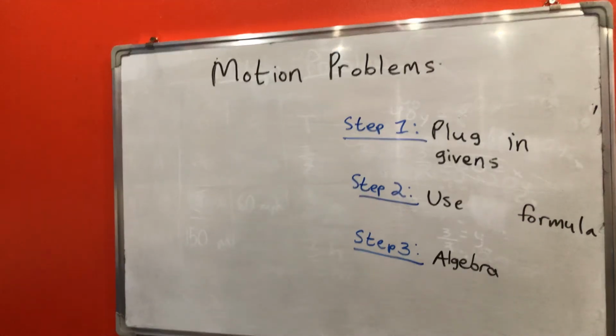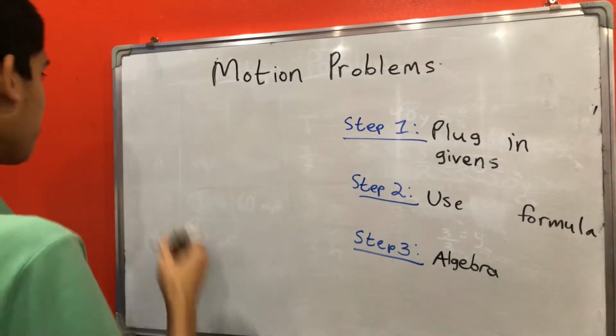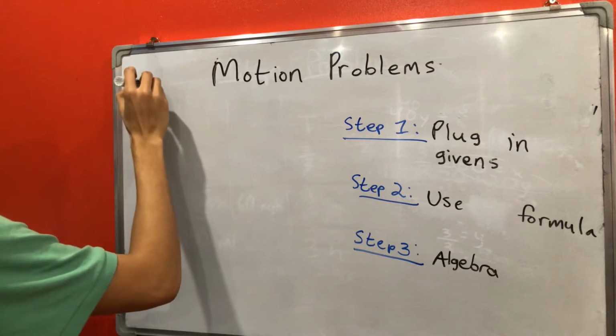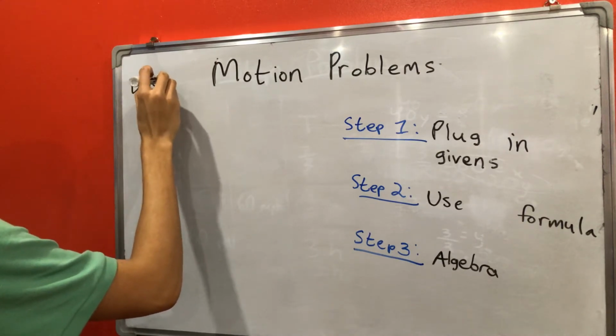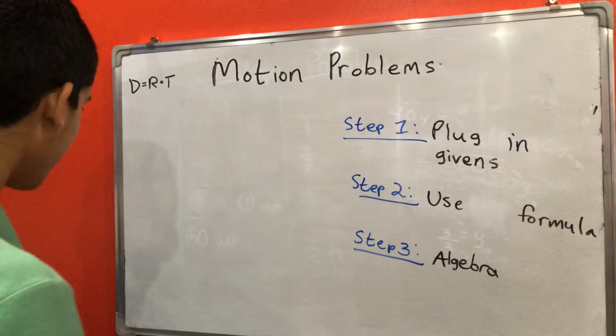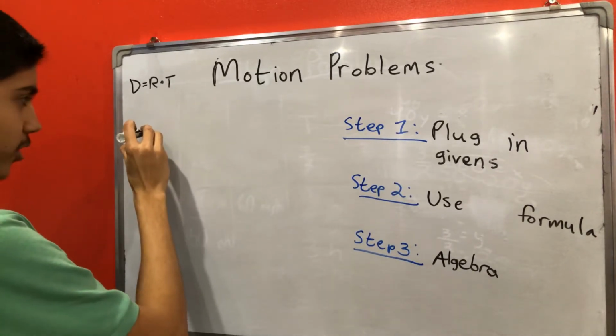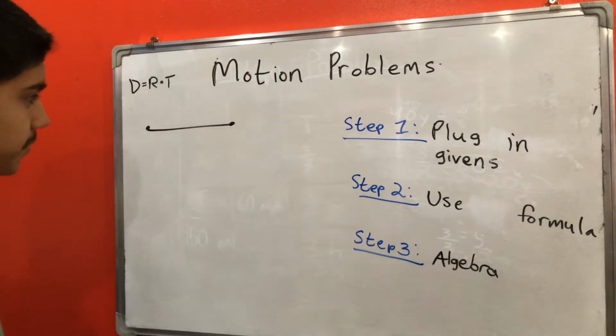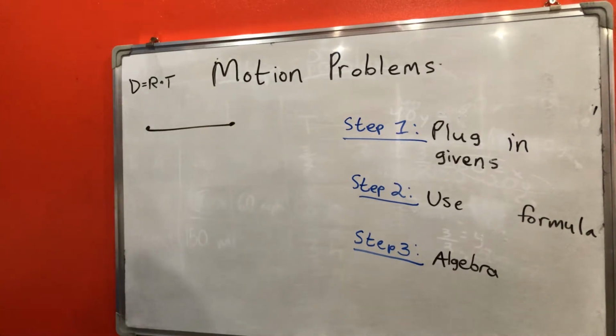So when we say motion problems, we really talk about this idea that distance is rate times time. Okay, so let's see how we can do these problems. An example of a problem might be like this. It might say that you have a guy and he's going to the airport, right? And so they'll give you a lot of information.